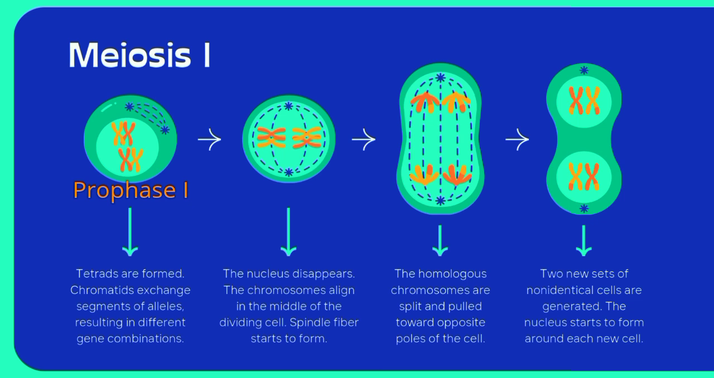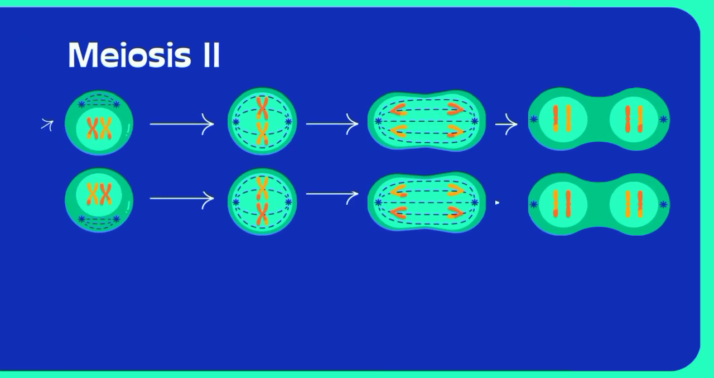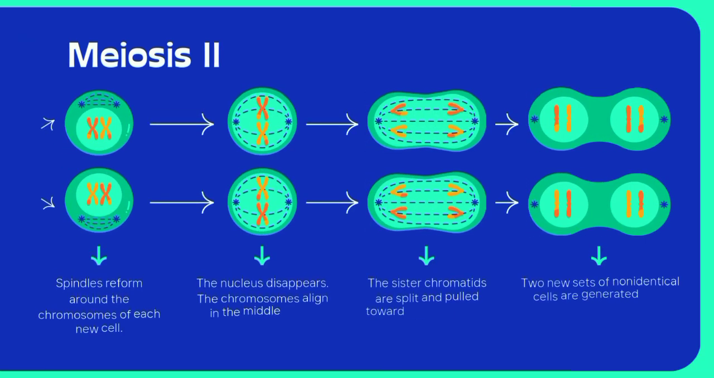At metaphase 1, just like mitosis, the nuclear membrane disappears and the spindle fiber is formed. The bivalent assemble at the equatorial region of the spindle. And at anaphase 1, the bivalent separates and each chromosome moves to the opposite pole of the spindle. At telophase, two daughter cells with chromosome number half as that of the parent are formed.